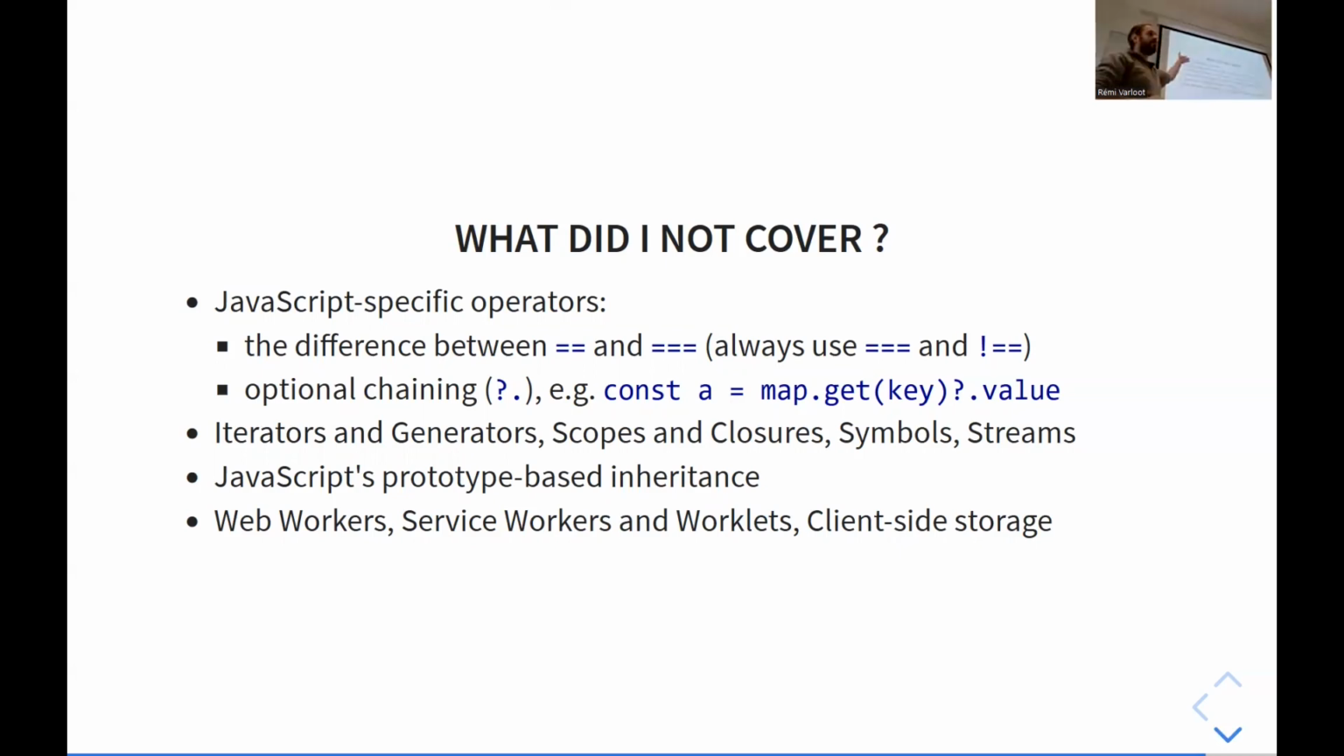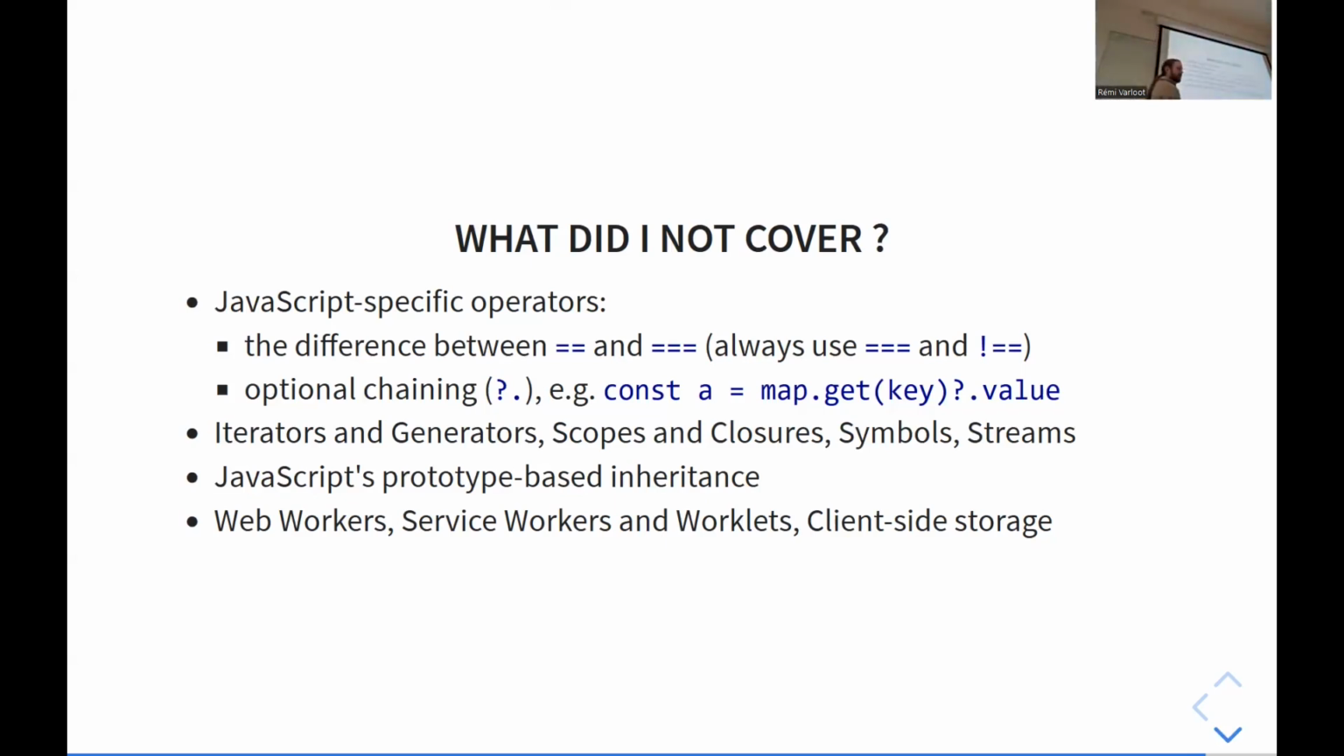Basically, 2 equals will try to cast types. 3 equals will not, and will say if they are different types, then they are not equal, and will not try to do type conversion. So you should always use 3 equals, basically. And the same for the inequality.